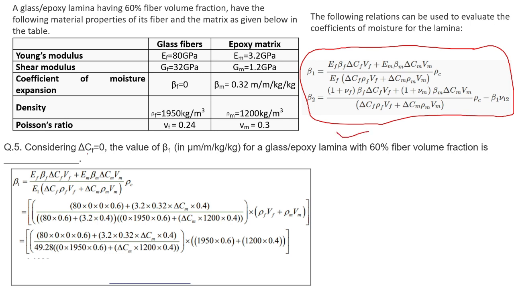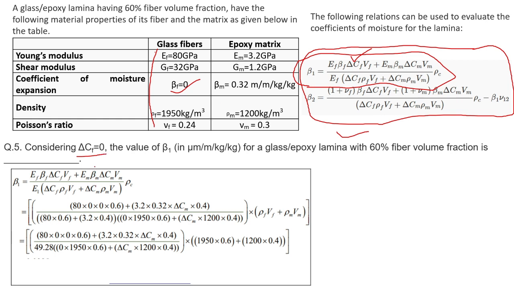Now they are saying that we have to consider del CF equal to 0, that is, the moisture concentration in the fiber is equal to 0, and find the value of beta 1. So we will use this first equation. All the other values are already known. EF value is known; for the glass fiber properties, you can get the value of EF. The fiber volume fraction is also 60%, so you will take the value as 0.6. And beta F is given as 0, and del CF is also given in the question. It will be equal to 0.